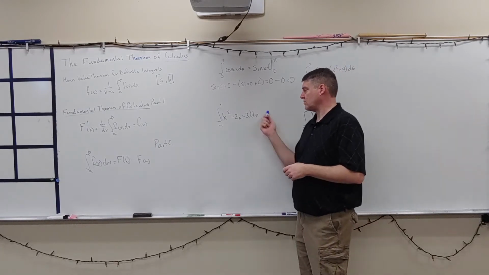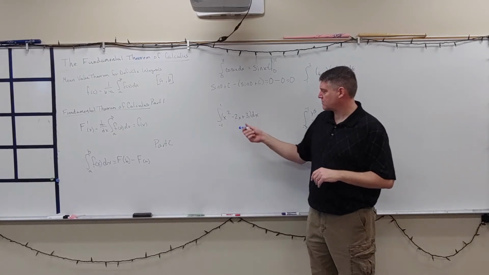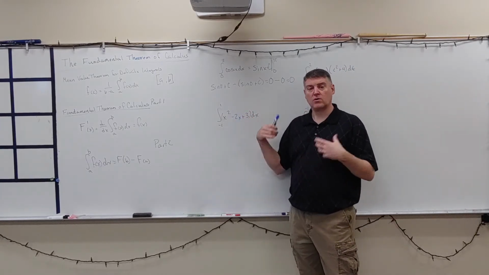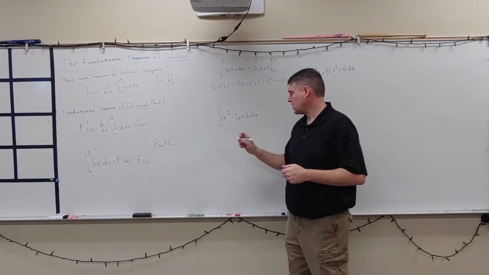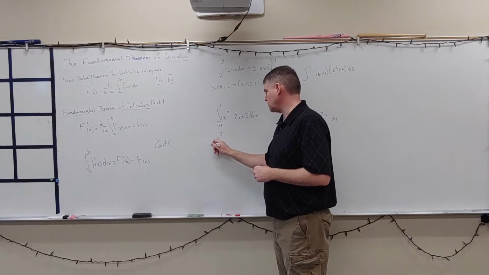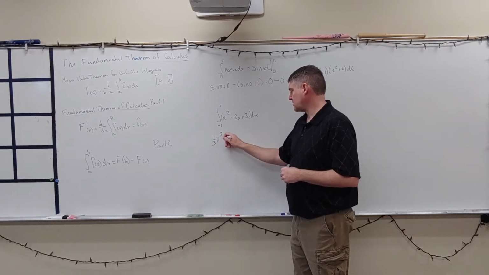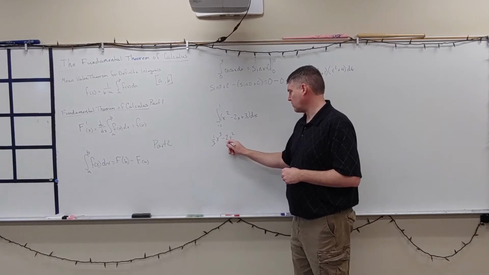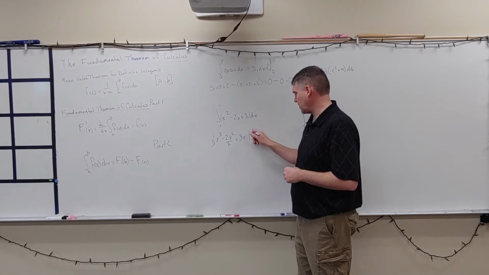Now we're going to do this next one. When we take the antiderivative with the power rule, we add 1 to the power and divide by that new power. So I add 1 to the x squared, and I get x cubed. This becomes 1/3 x cubed minus 2x squared over 2 plus 3x, and I'm going to evaluate that at -1 and 1.